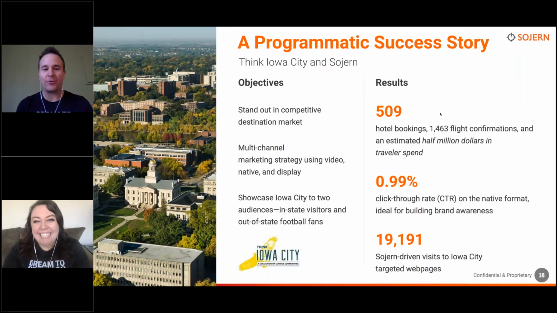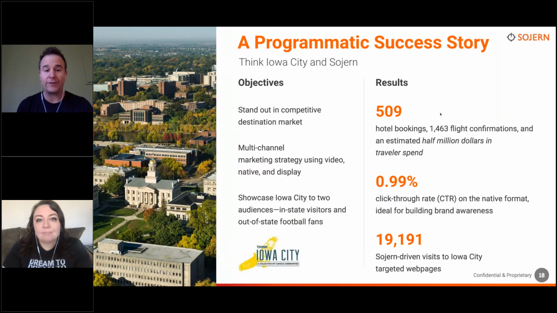my last slide here is on the programmatic success story for Think Iowa City and Sojourn. So this would be a similar case study to what we had earlier for the Best Western example with McCarran or the Blue Hawaiian helicopters. You can see the results on the right side. I don't need to go through them in detail, but the objectives that they had, I think, would be very similar to a lot of the folks who are listening to this call.